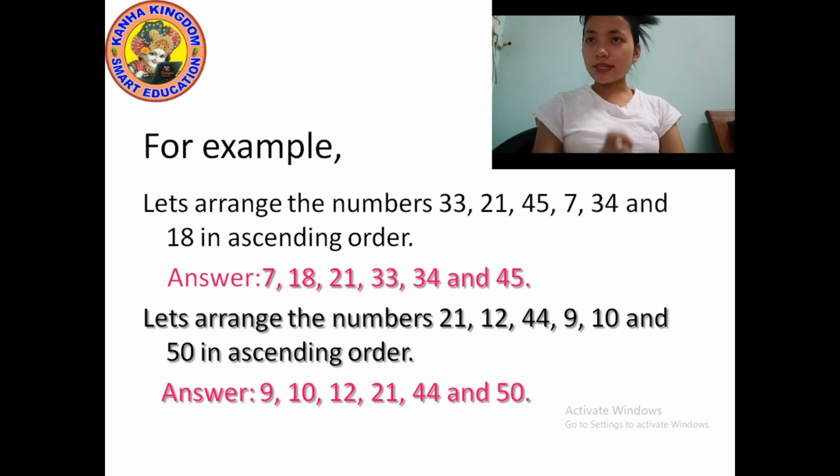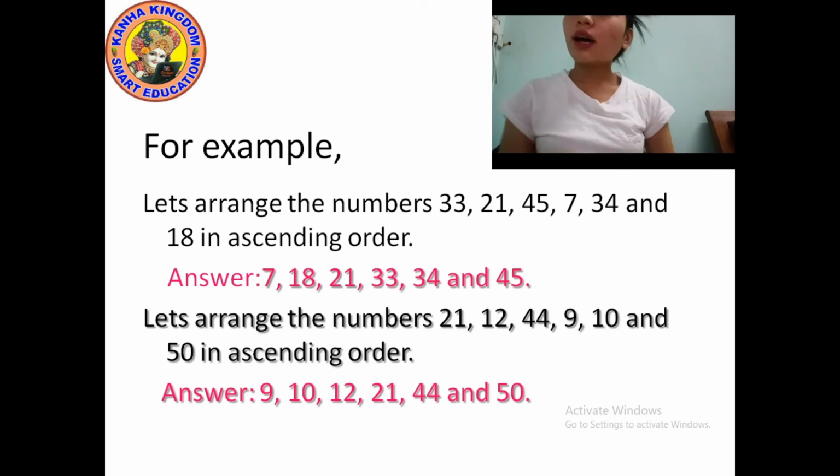We come to know that 7 is a single digit, so it is the smallest number among all of them, so write 7 first. Then after 7 which number is small? See, 33, 21, 45, 34 and 18. Obviously 18, right? So write 18 second. After 18 which number is smaller among 33, 21, 45 and 34? 21, right? So write 21 third.